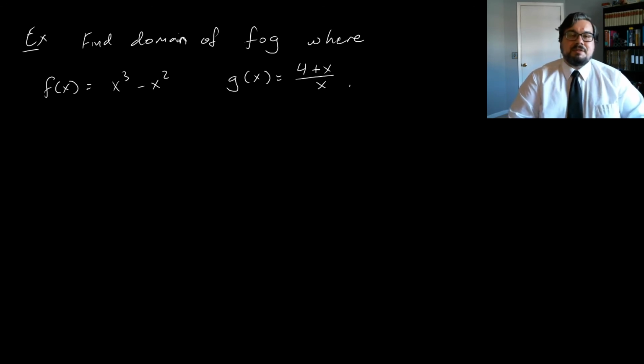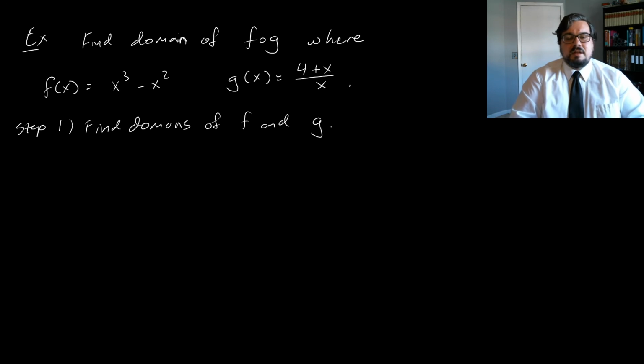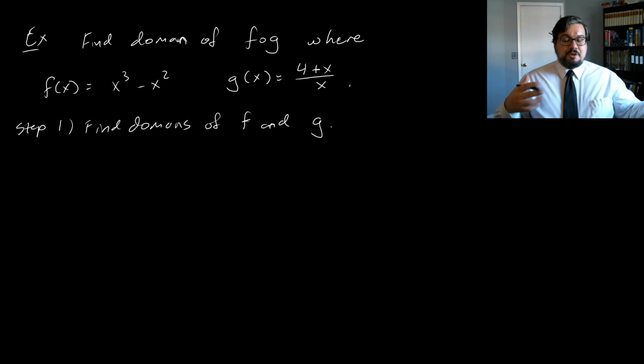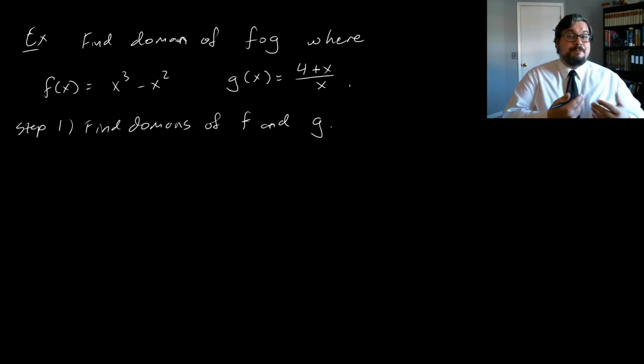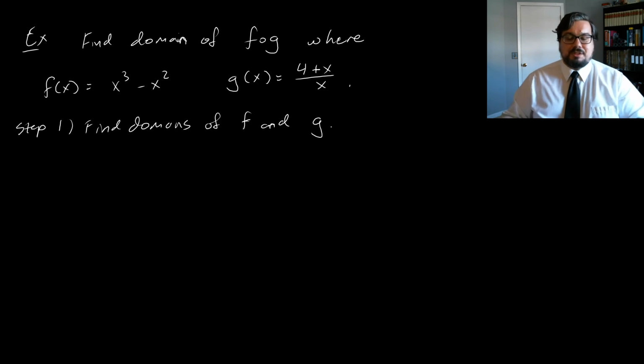To find the domain of a composition, we've got a couple of steps. So step one, we are going to need to find the domains of f and g. Now, even though the domain of f might not be the domain of f composed with g, it's still used in figuring it out, so we will need to figure out what both of those domains are.